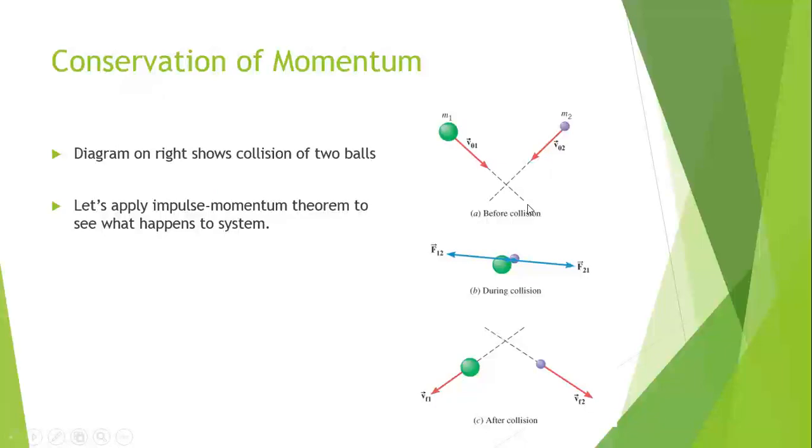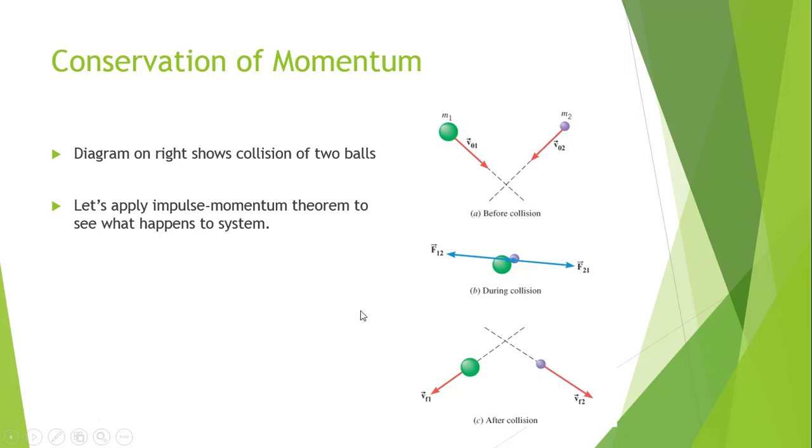Alright, so in this lesson we're going to start looking at a collision between two balls, and the diagram at the right shows two balls, M1 and M2. While we don't know how big M1 and M2 are, the diagram seems to imply that M1 is bigger than M2 because it's bigger in size. And so before the collision, M1 is moving down and to the right, and M2 is moving down and to the left. During the collision, M1 puts a force on M2, F21. M2 puts a force on M1, F12, and then after the collision, M2 is moving down to the right and M1 is moving down to the left.